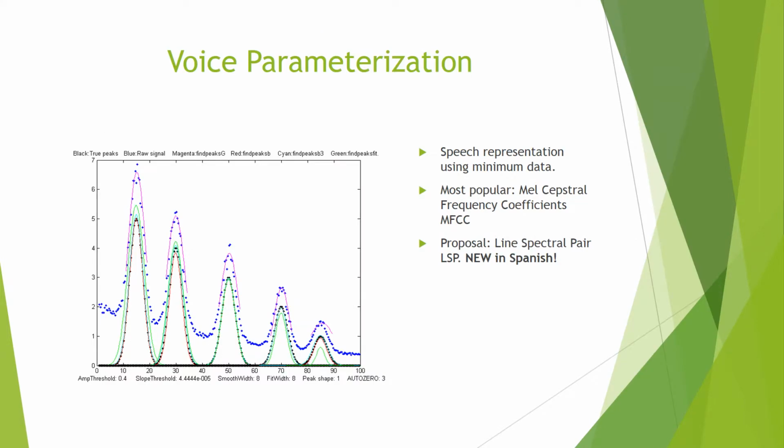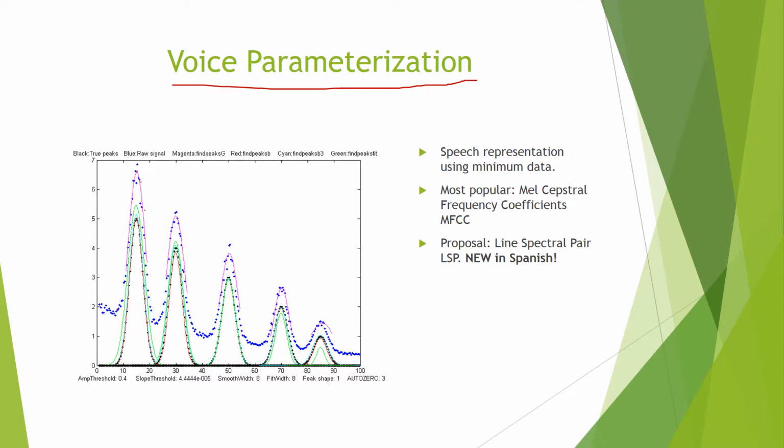And now we're going to talk about voice parameterization, which is the representation of a speech signal at its minimum. What we do when we parameterize a voice signal is take some minimal samples of the signal, some dots here, which are the representation of different amplitudes of that signal versus frequency, for example.